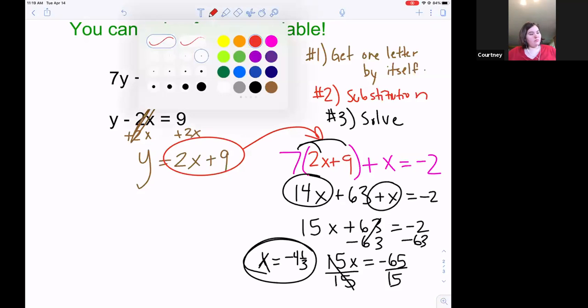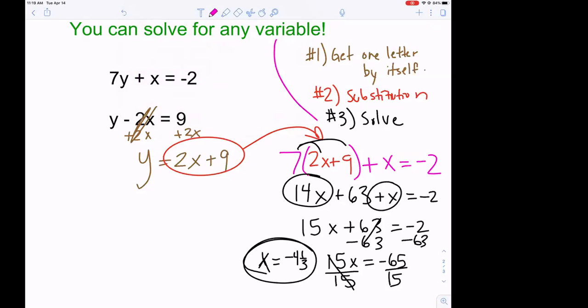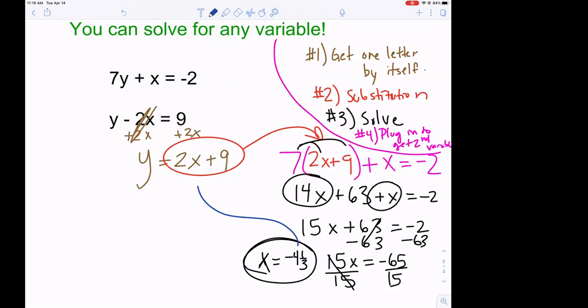And then step 4, I'll just squeeze it in down here. Step 4 is to plug in to get the second variable. So I'm going to plug in the negative 4 1/3 right there. So y equals 2 times negative 4 1/3 plus 9. That's negative 8 2/3 plus 9. So I think that just is 1/3, actually.